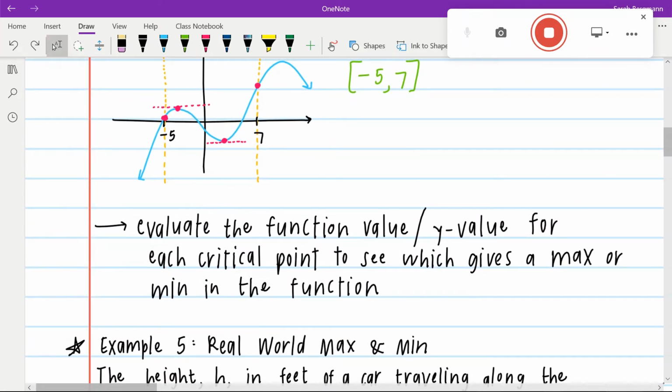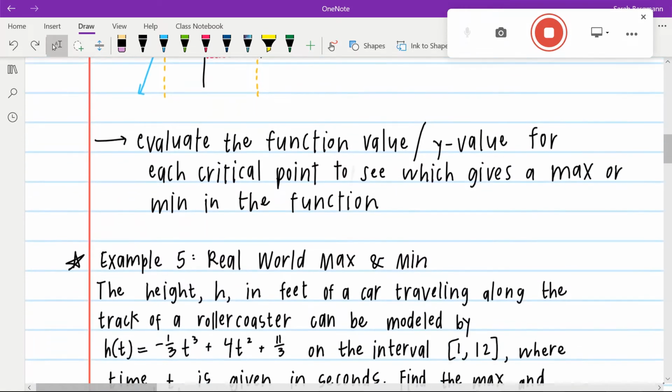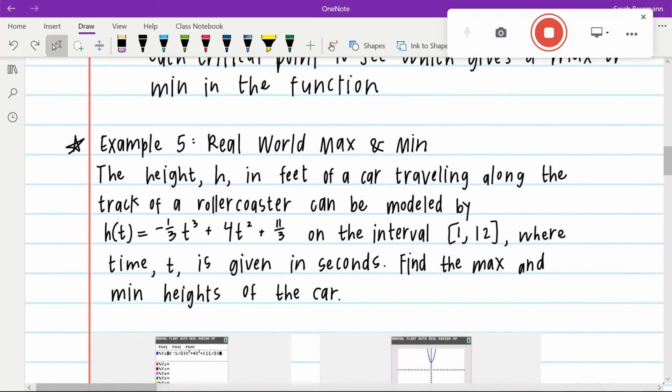Once you find all your critical points, you're going to evaluate the function, which means find the y value for every single critical point to see which one gives a maximum or a minimum value in the function, and then interpret your answer. So let's do an example together.